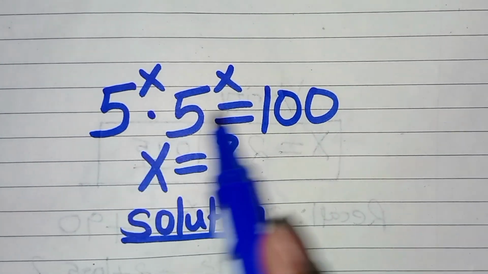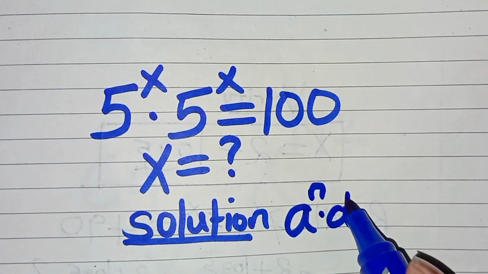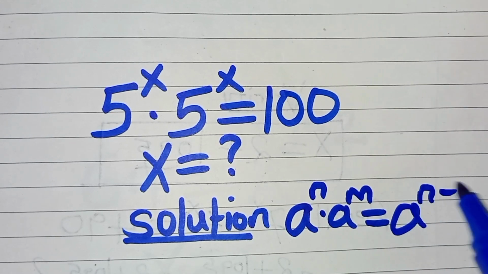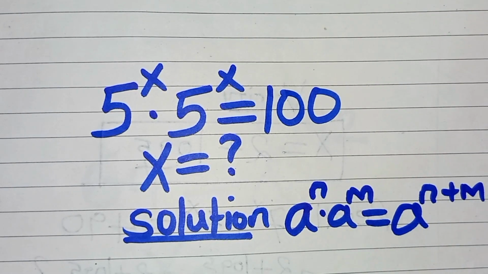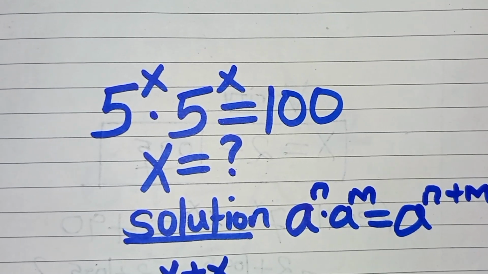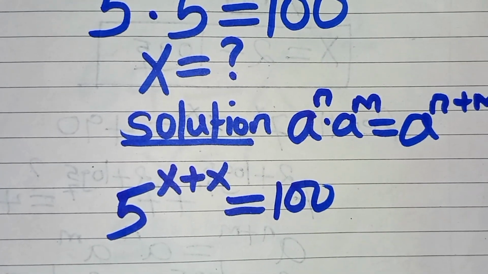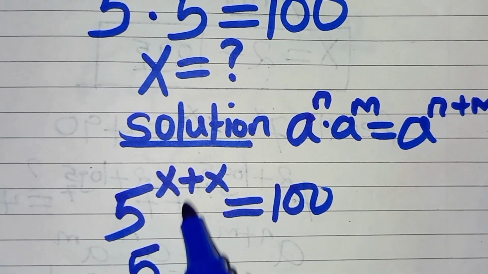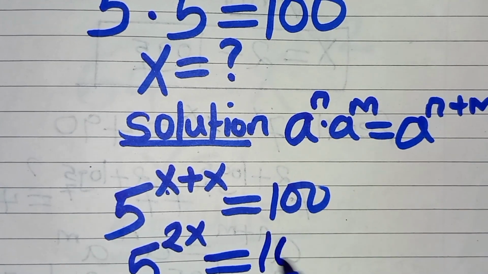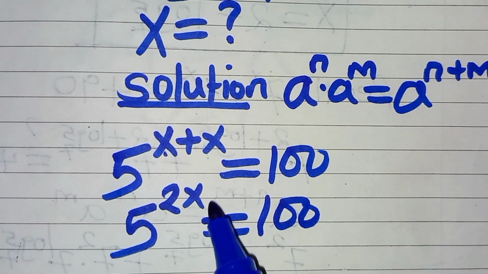Solution: this exponential equation is in the form of a to power n multiplied by a to power m. So this can be expressed as a to power n plus m. Here we'll have 5 to power x plus x, which is equal to 100. The next step: 5 to power x plus x is 5 to power 2x, which is equal to 100.